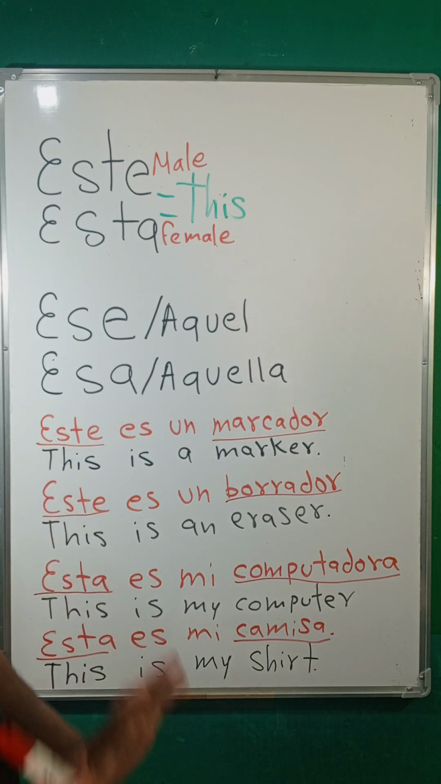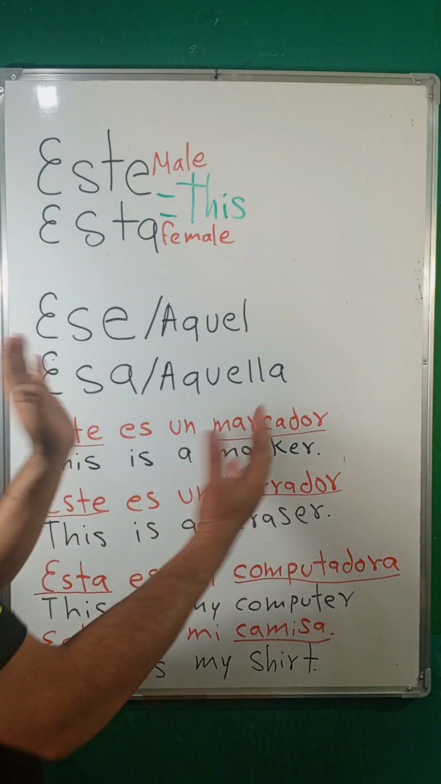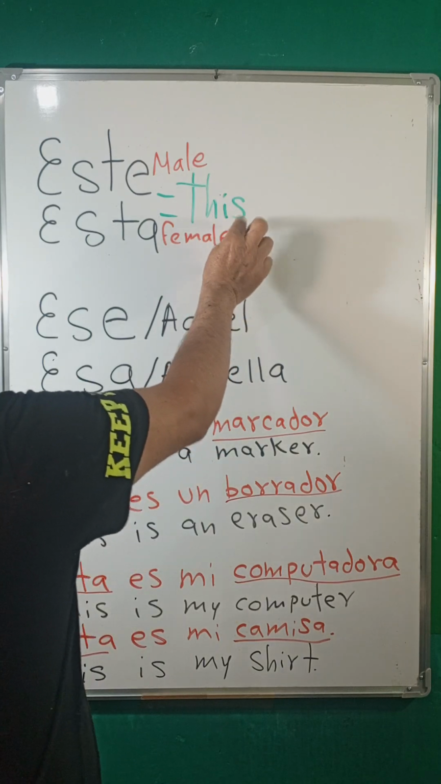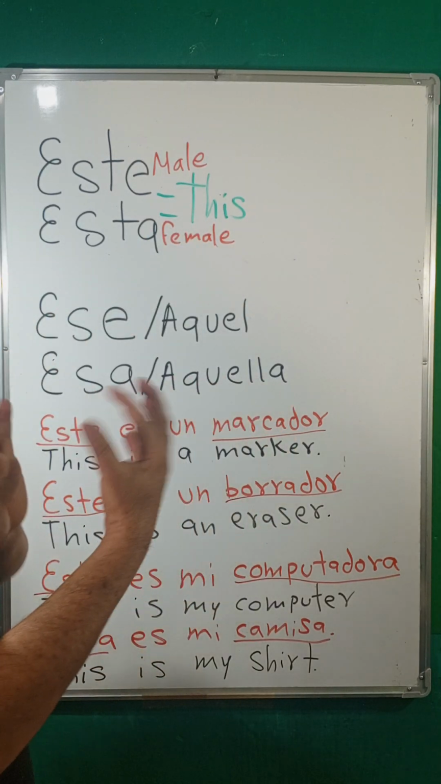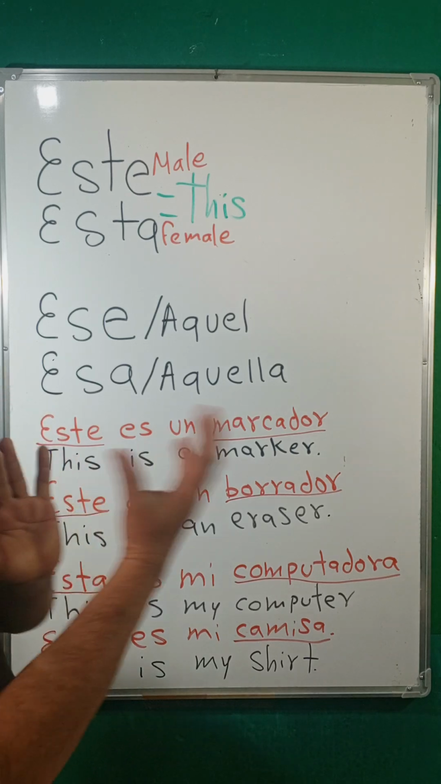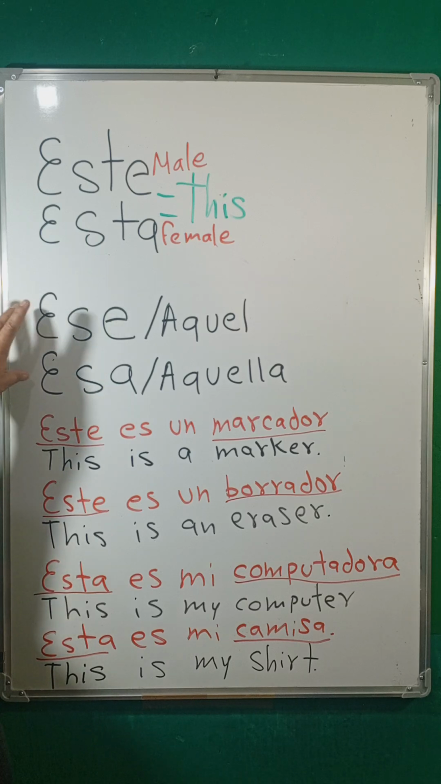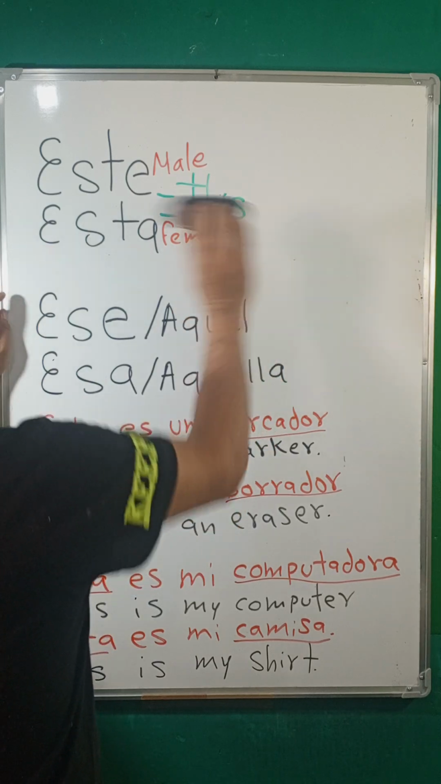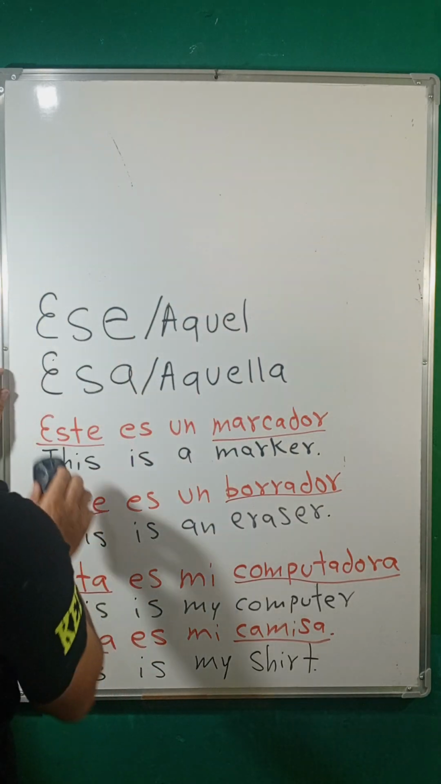Now we are going to check. We are talking about things that are close to me, near to me. Like in English, when we speak about singular things that are near me. So now we are going to create examples with these ones. We stop checking this because you already know it. Let's continue with these words.